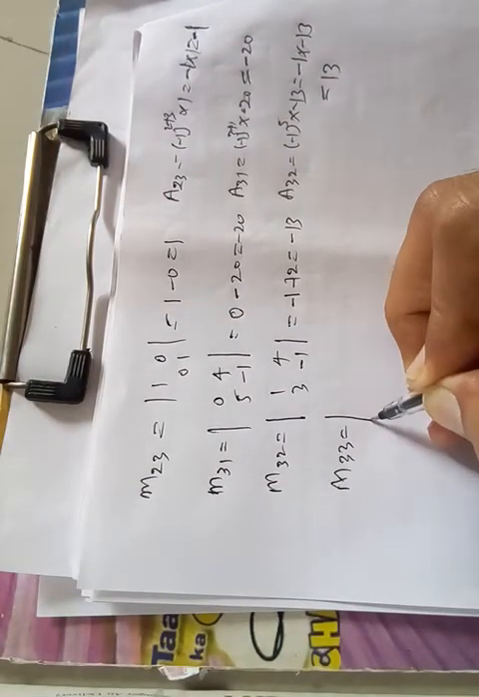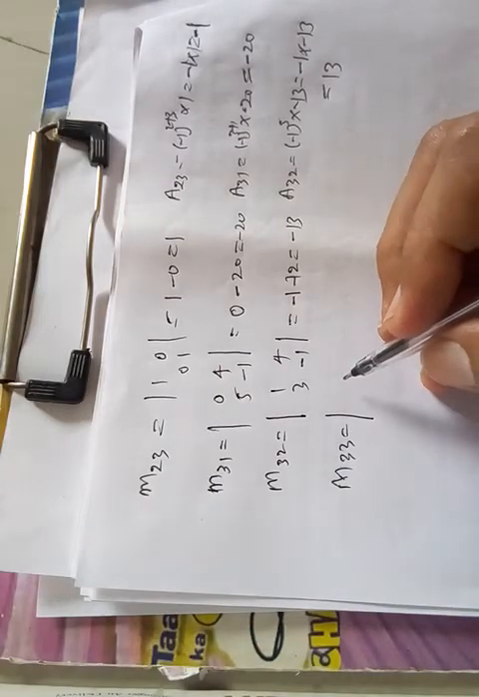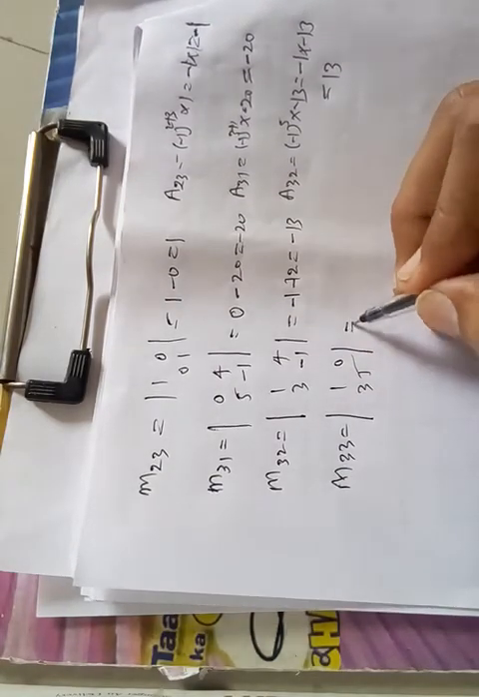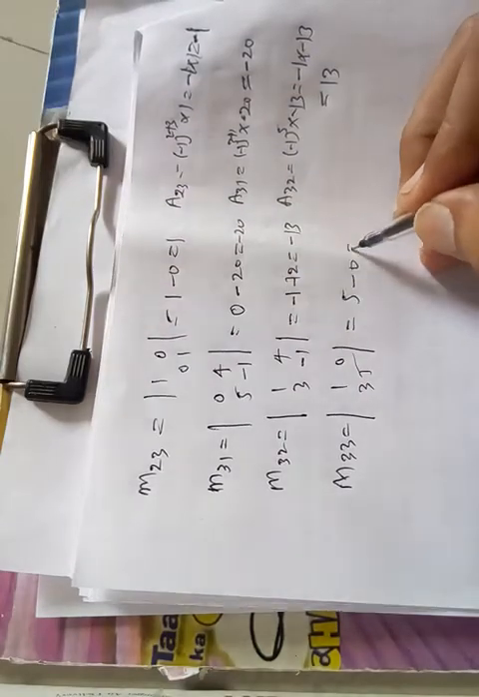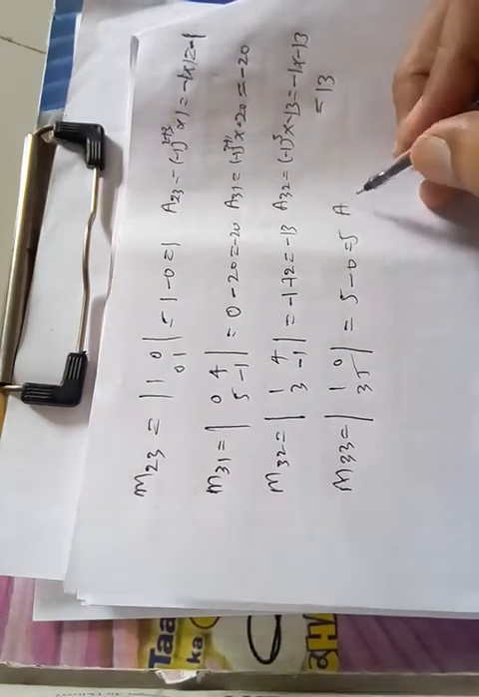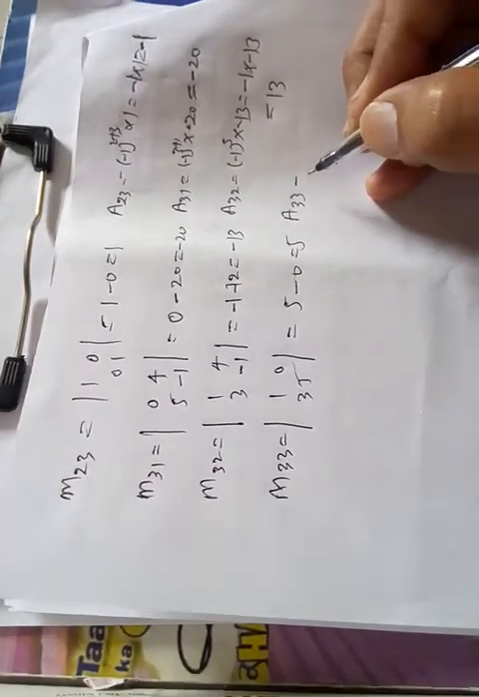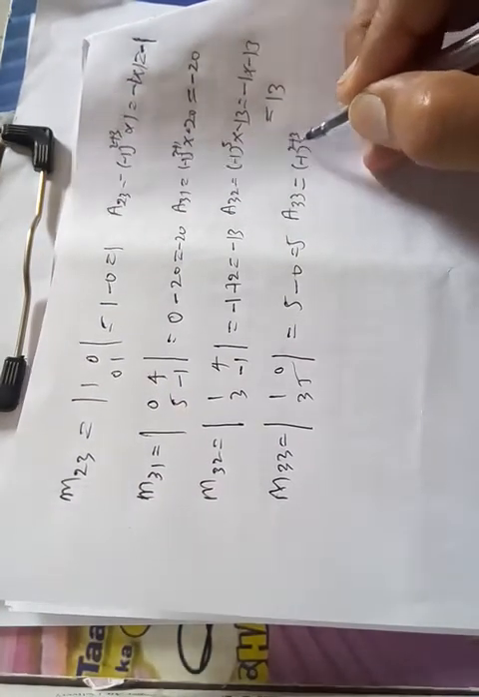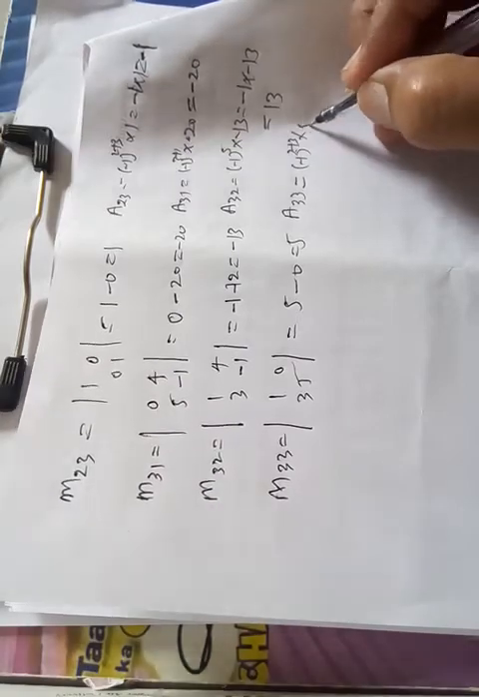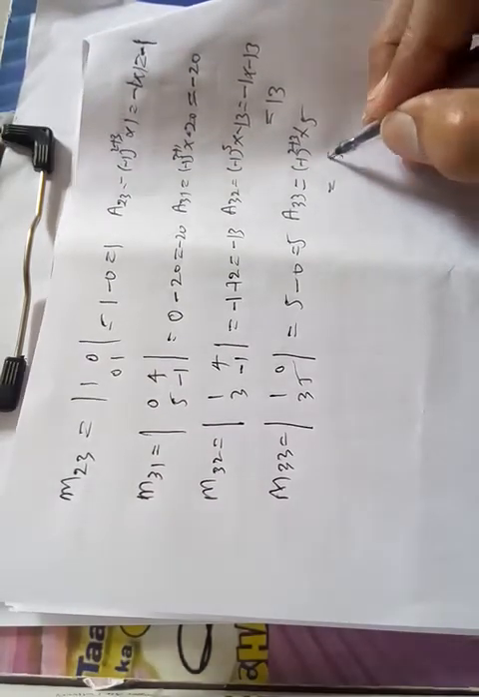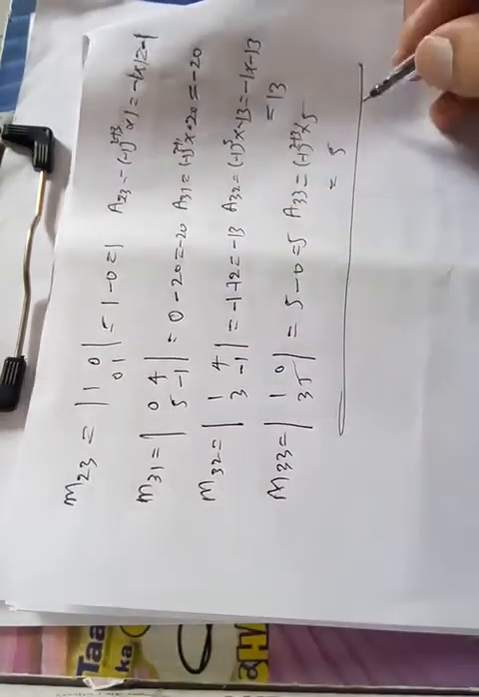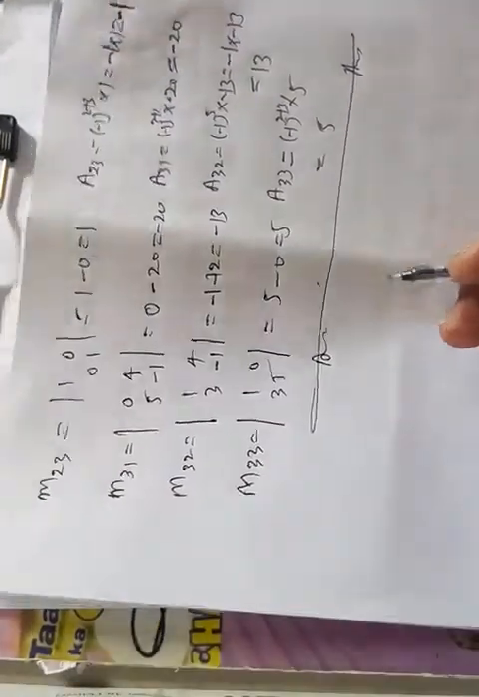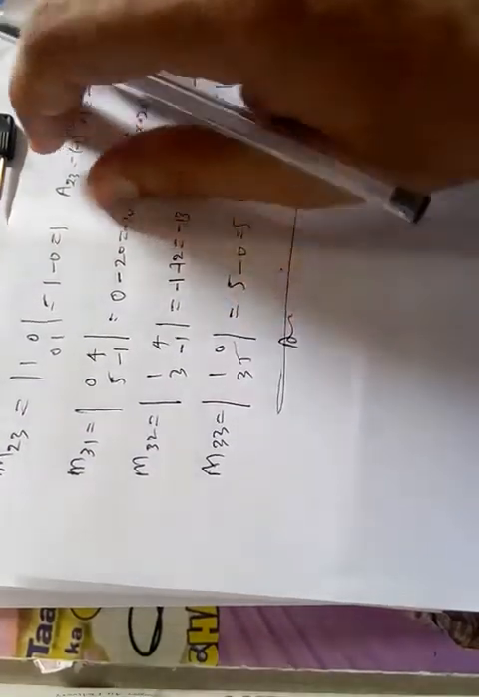M33, third row, third column: 1 0 3 5. 5 minus 0 equal to 5. Cofactor of 3 3. This equal to minus 1 raised to 3 plus 3 into 5 equal to 5. Okay, these are cofactor and minus. Clear? This type of question. And question number 3.